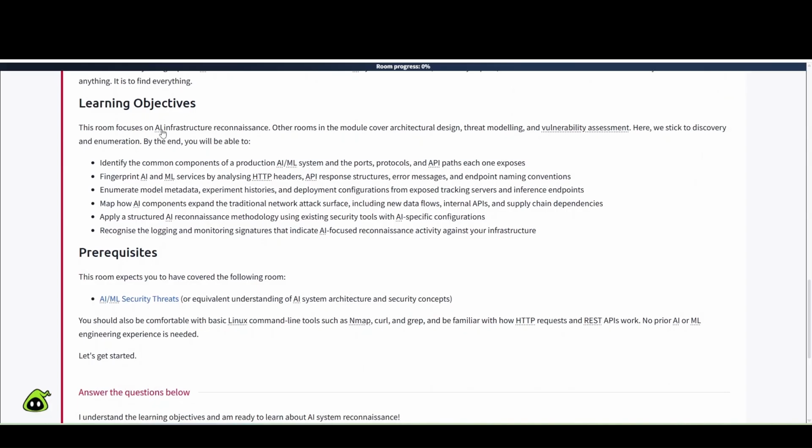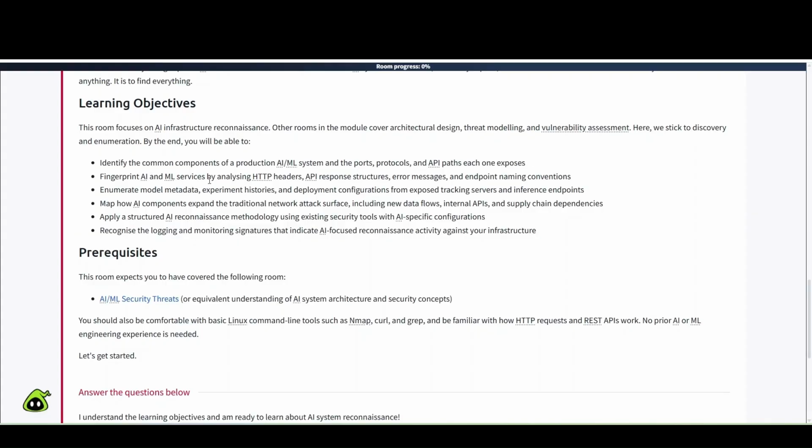Objectives: this room focuses on AI infrastructure reconnaissance. Other rooms in this module cover architectural design, threat modeling, and vulnerability assessment. Here, we stick to discovery and enumeration. By the end, you'll be able to identify the common components of a production AI ML system and the ports, protocols, and API paths each one exposes.